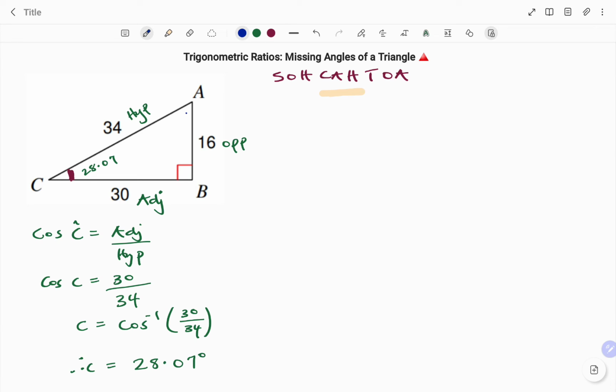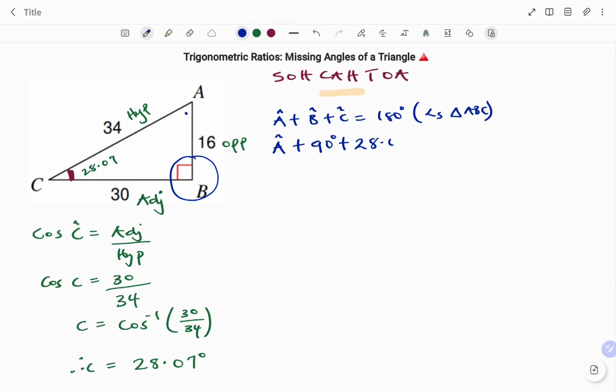To find the remaining angle, I can either use any of the trig ratios again, making A my reference angle, or better still, I use the sum of angles in the triangle. Angle A plus angle B plus angle C is equal to 180 degrees. The reason being, angles in a triangle ABC add up to 180. I have angle A missing, that's the last angle, plus angle B, given as 90 degrees, plus angle C, 28.07 degrees, equals 180 degrees.